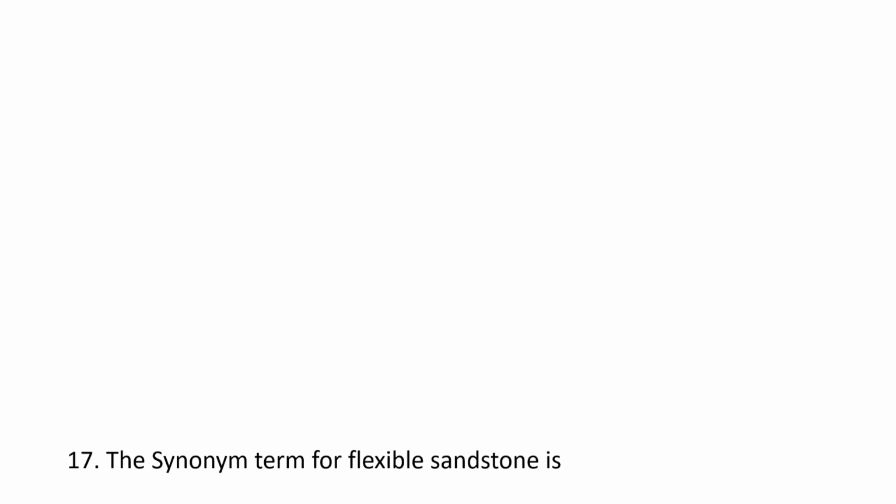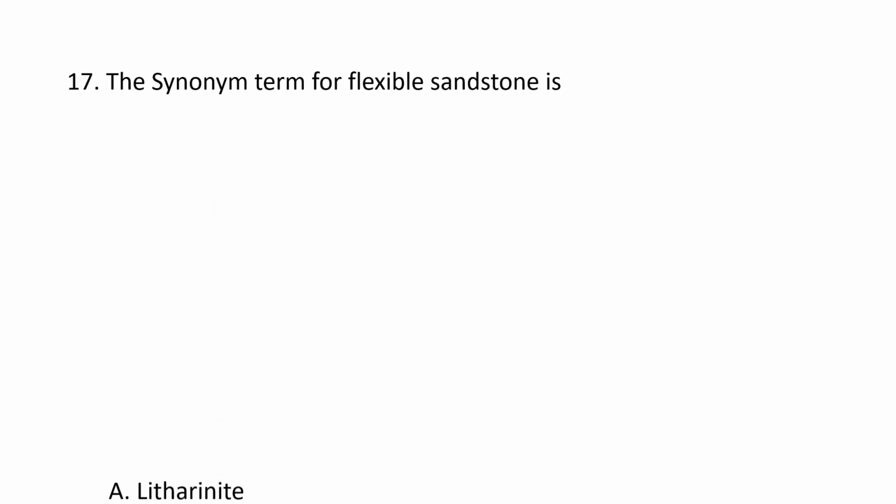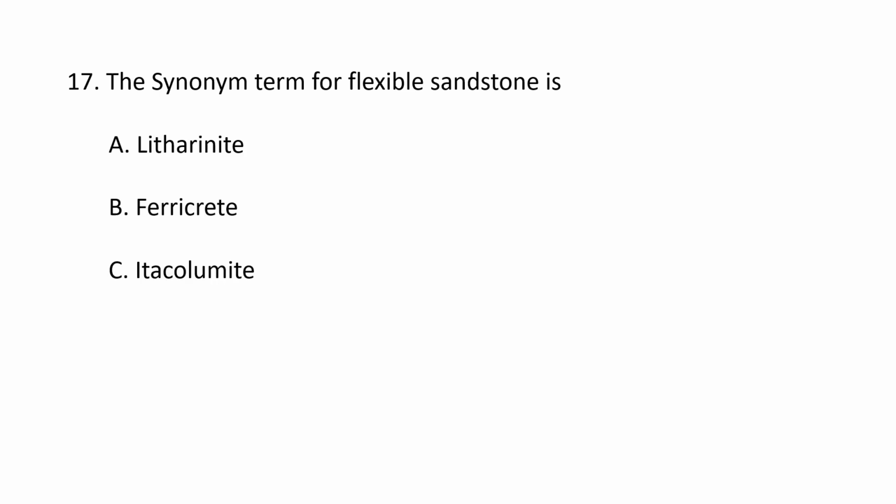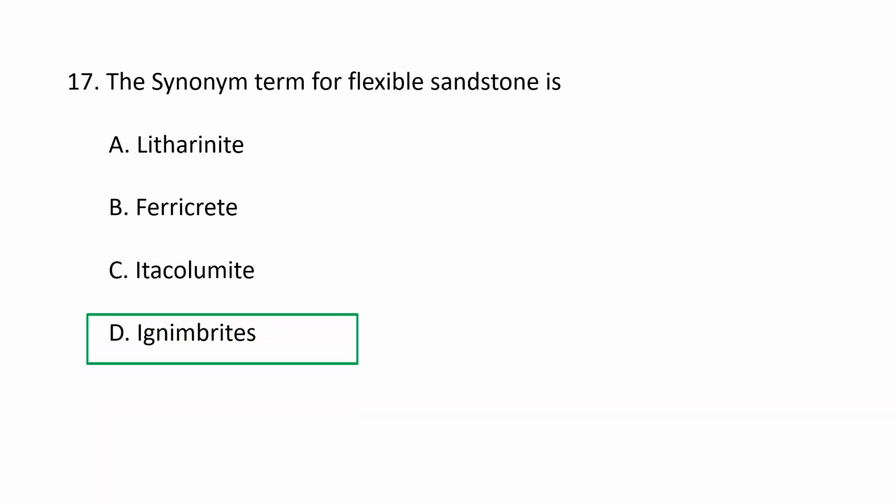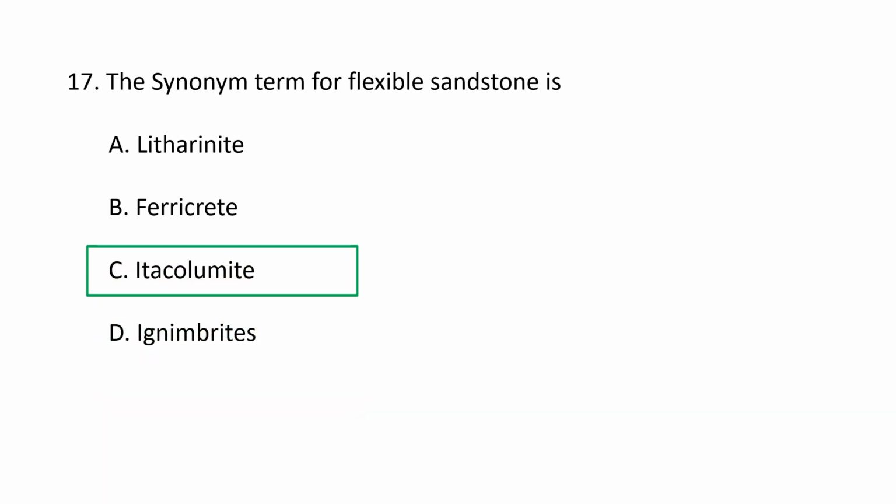Next question. The synonym term for a flexible sandstone is A. Litharenite, B. Ferricrete, C. Itacolumite, and D. Ignimbrite. So the synonym term for flexible sandstone is C. Itacolumite. Itacolumite is regarded as a highly flexible rock for many narrow gaps at the grain boundaries in the microstructure that allow a slight displacement of the particles when stressed. So C. Itacolumite is the correct option.